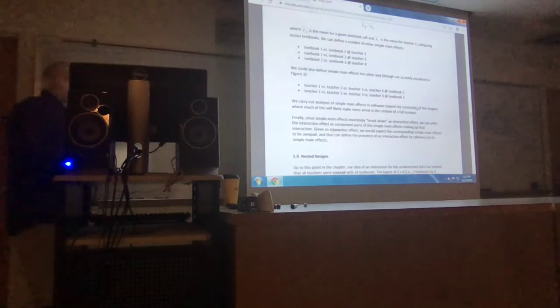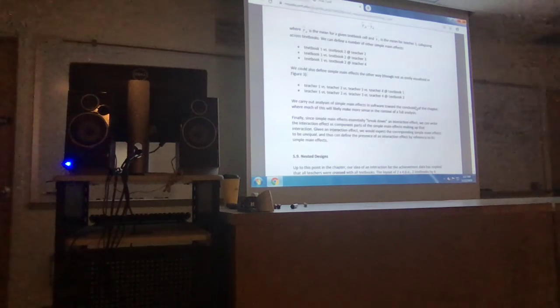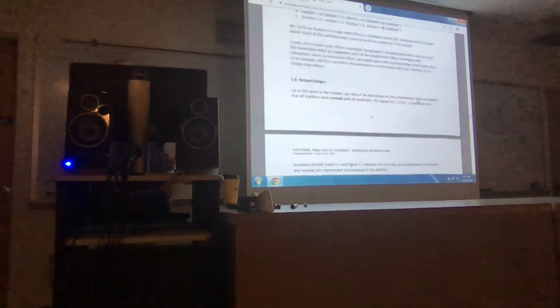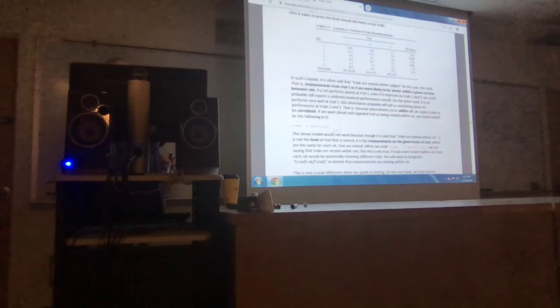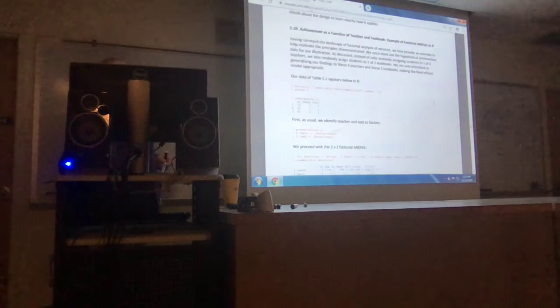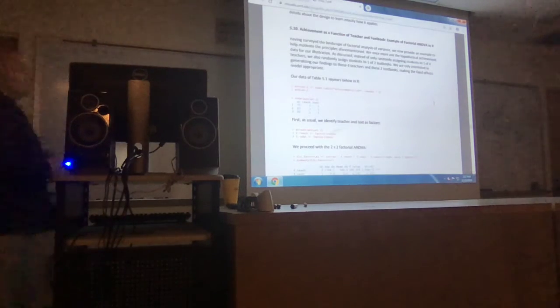There's teach 1 versus teach 2 versus teach 3 versus teach 4 at textbook 1. So there's another simple main effect, and at textbook 2. Okay, we're going to skip nested designs. That's just a comment on nested designs here, and take a look at how we'd analyze this in R.